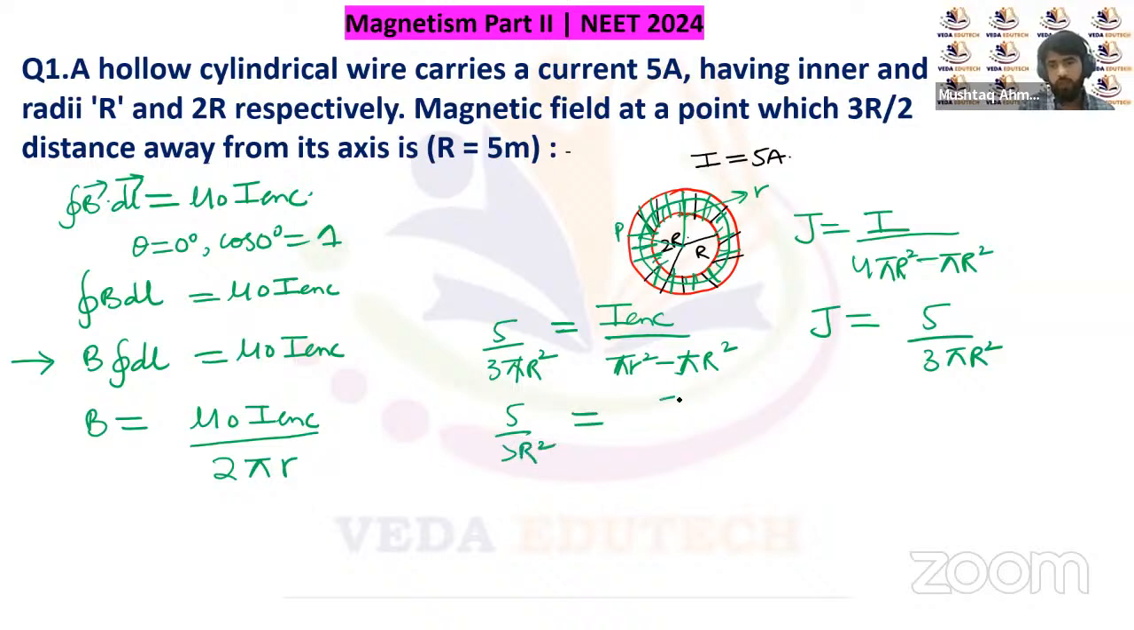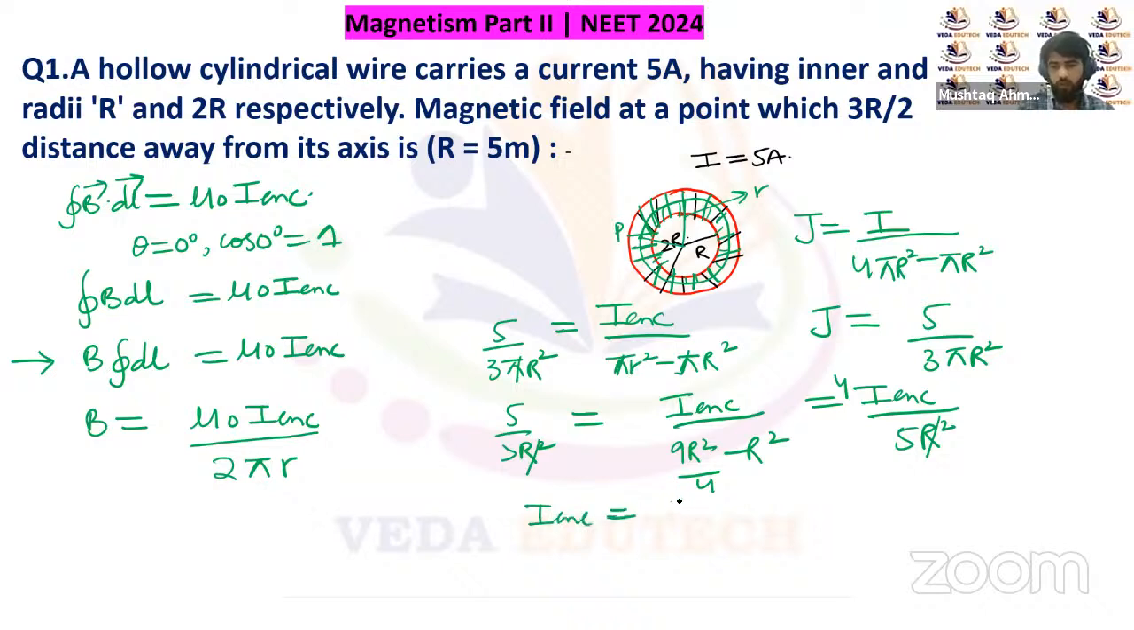That will be I enclosed. The value of small r is 3R upon 2, so it will be 9R square upon 4 minus R square. So the I enclosed will be equal to I enclosed upon 5R square, and there will be 4 in the numerator. So R square and R square will get cancelled. We will be left with I enclosed equal to 25 upon 12 amperes. This is the enclosed current within this amperian loop.